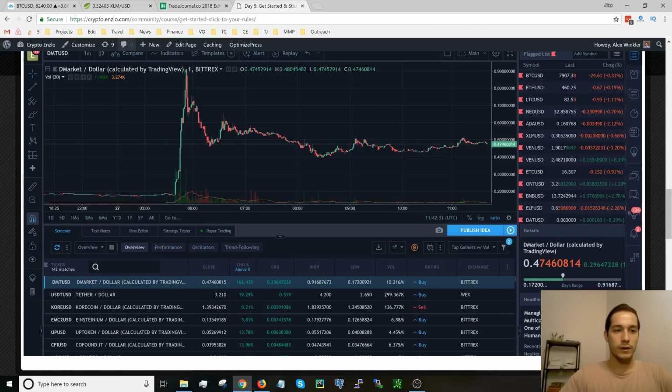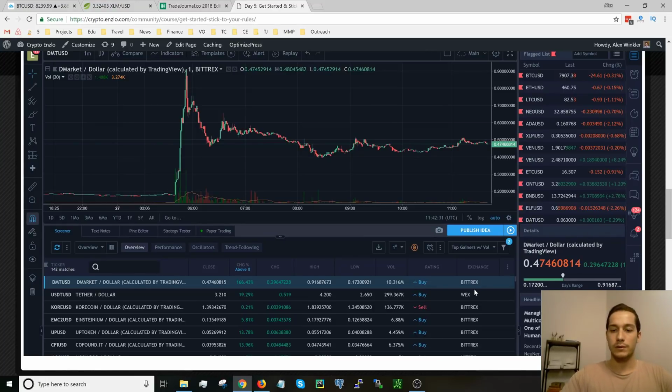This first one, D Market, I actually don't really know what this one is. I just wanted to take a picture as an example. So here you have a huge percentage gain, 166% up on the day. You can see which exchange it's on. I don't trade Bittrex at the moment, but I'm really looking at getting into that. I really do like it. They have a bunch of different coins, and you also have the option for fiat.